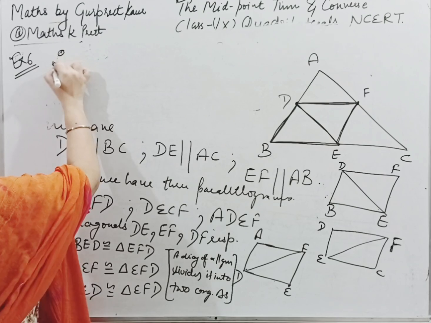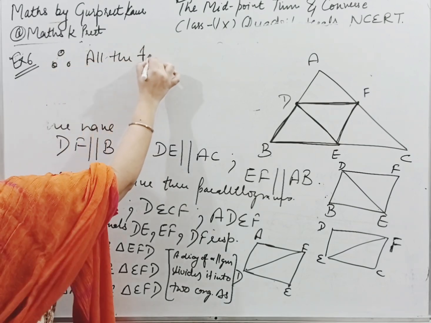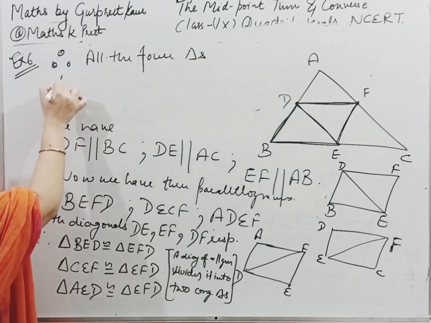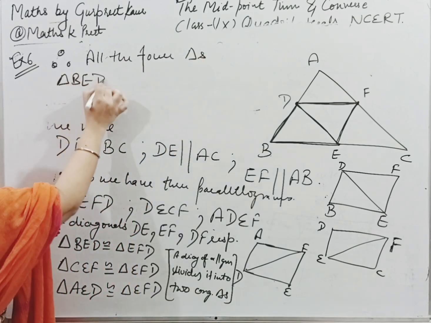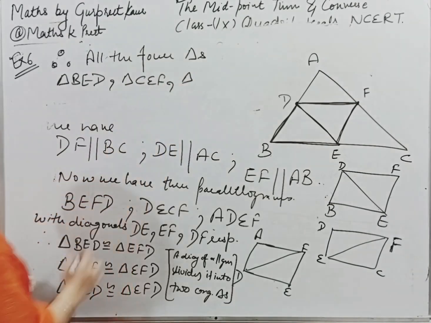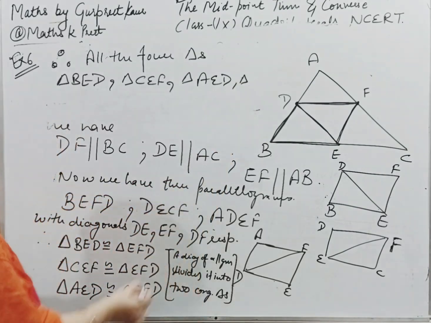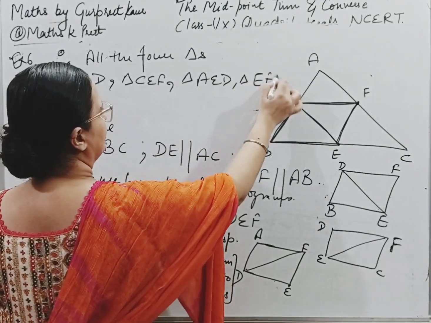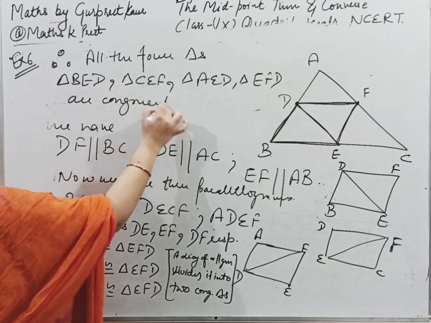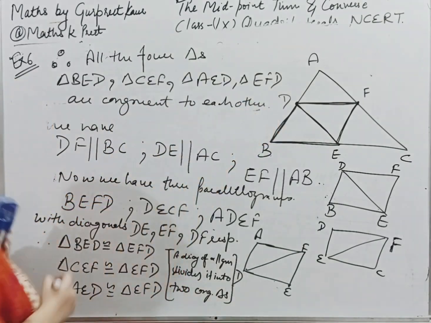Therefore, we can write, all the four triangles. What are the names of these triangles? Triangle BED, triangle CEF, triangle AED, and the last one, which is common in all, EFD. All the four triangles are congruent to each other. This was what we have.